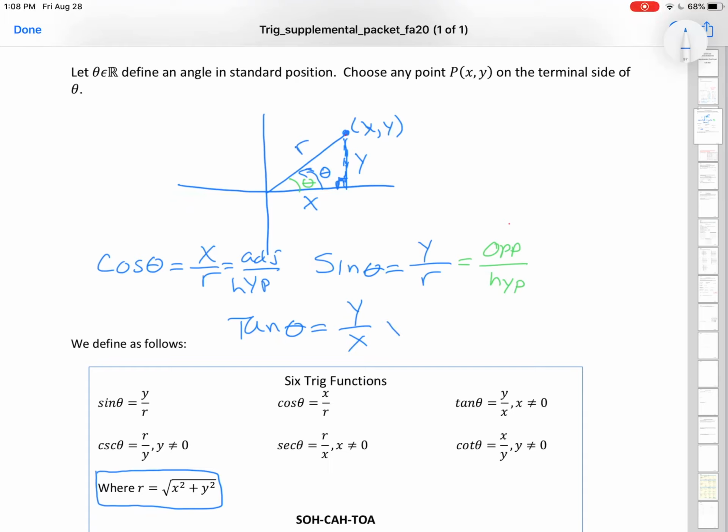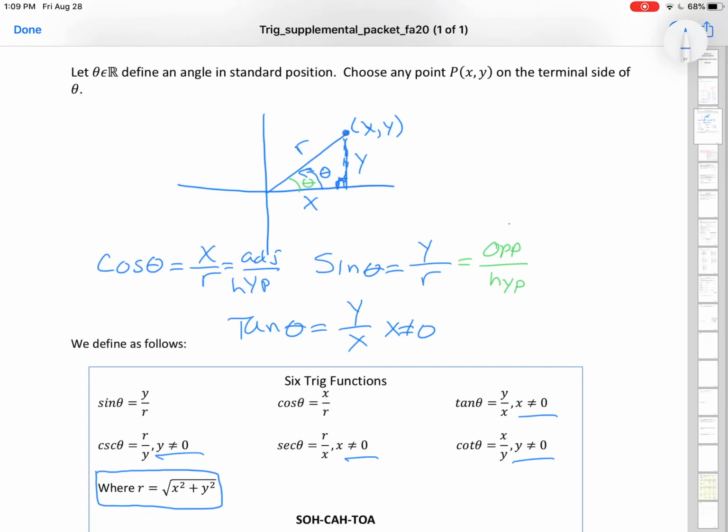They're also going to make a qualification that x can't be 0, and that's for obvious reasons. All of these can't be 0 here because you can't divide by 0. They'll be undefined at those angles that cause it to be 0 on the bottom. But we'll handle that. So those are your three main ones: cosine, sine, and tangent.